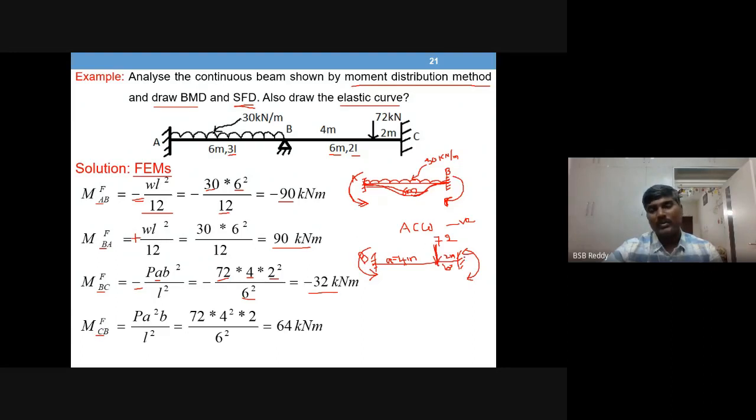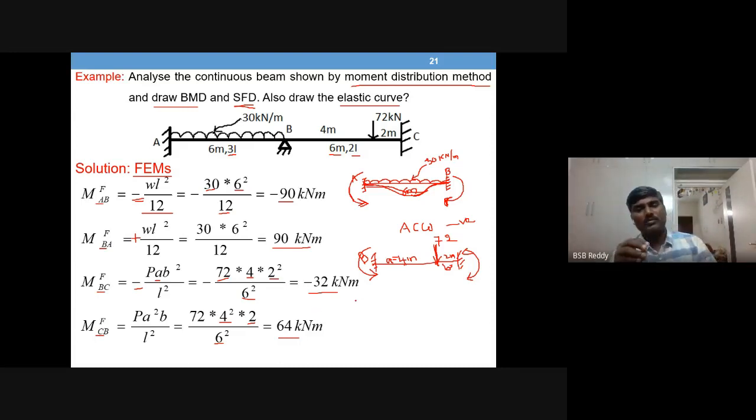And again, from the right end, CB: the fixed end moment at CB is clockwise, so positive. The moment formula is P a squared b by L squared, load into the opposite distance squared. So 4 squared into 2, the nearer distance, divided by L squared, gives 64. So these are all the fixed end moments that are to be calculated.